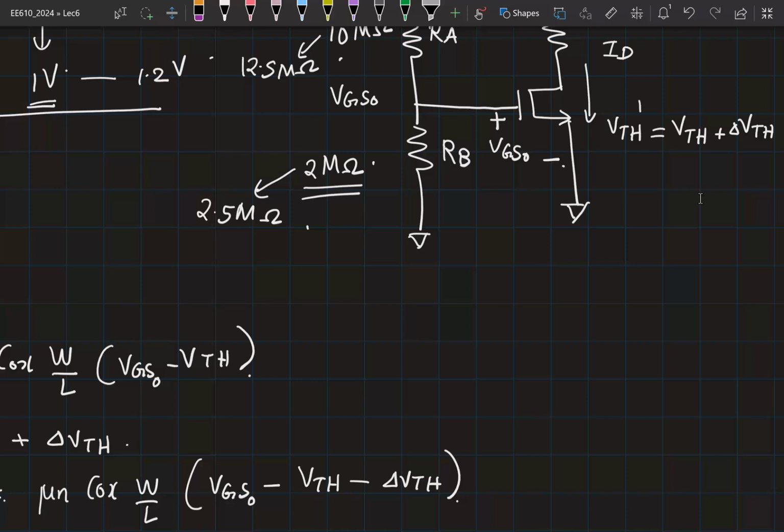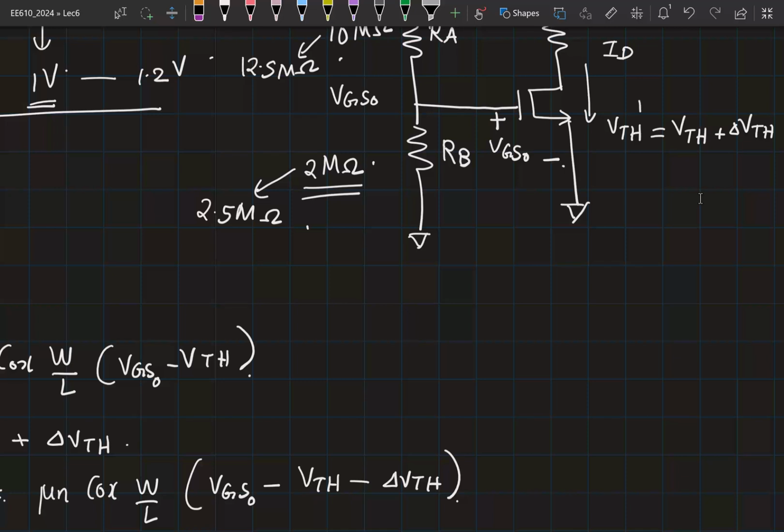What other way is there to bias? What else can you think of? I want to determine the operating points. What determines the operating point of a transistor? VGS0. What else? ID and VDS, right? Now among the three parameters, so far we have been trying to keep VGS0 constant.